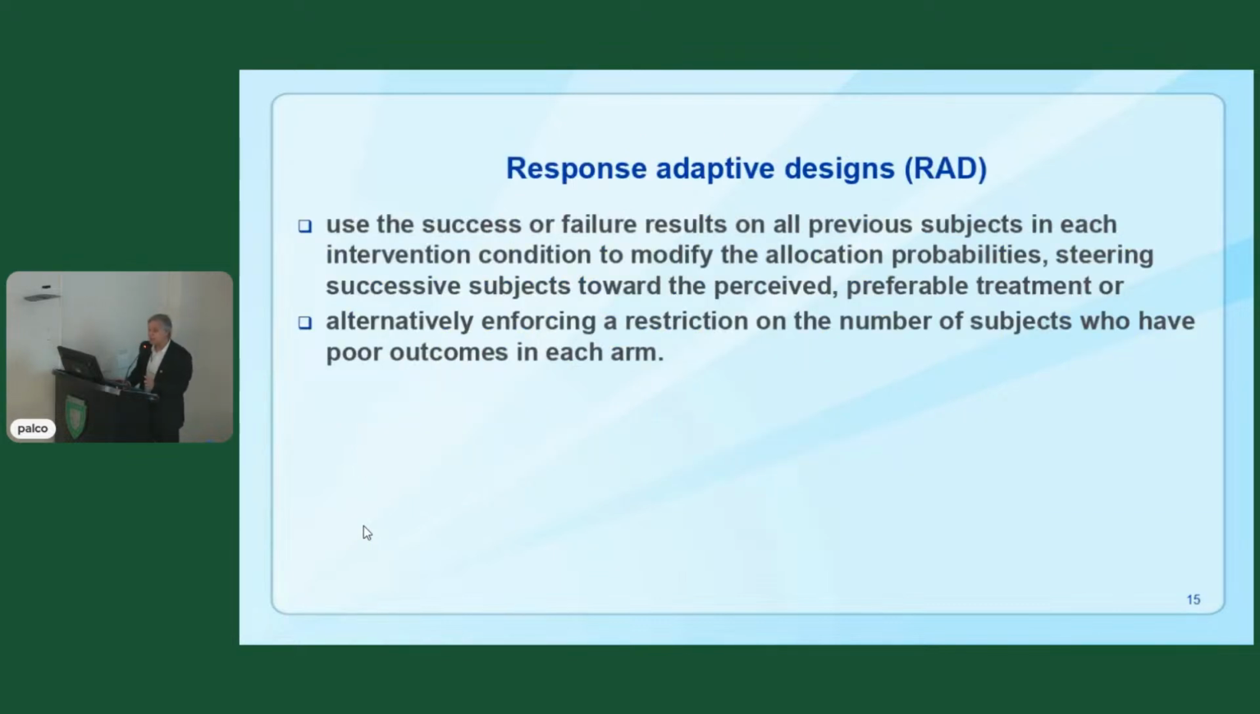Response adaptive design uses success or failure results on all previous subjects in each intervention to modify allocation. So if something is not going right, you want to change the allocation. You want to give it earlier. You're going to change who gets it. That's an adaptive design that's in response to what's happening at every stage.